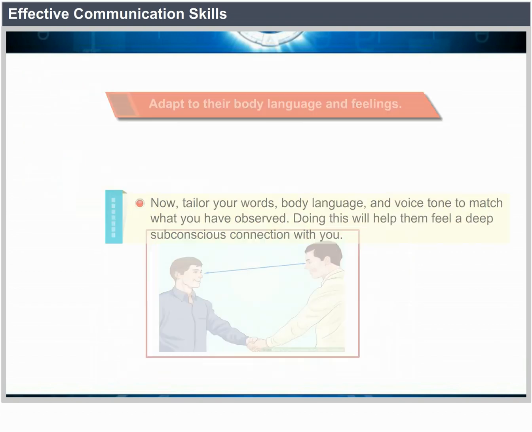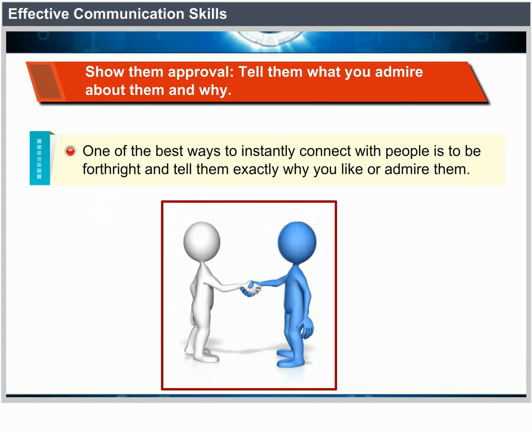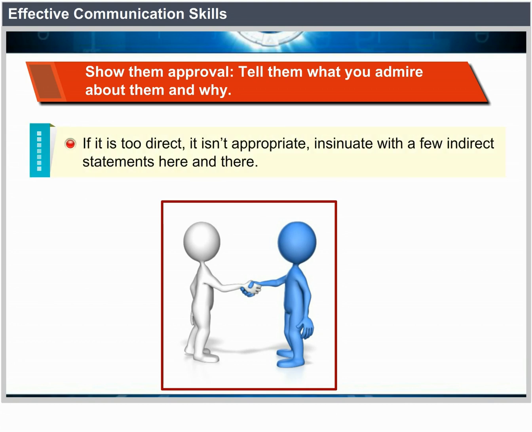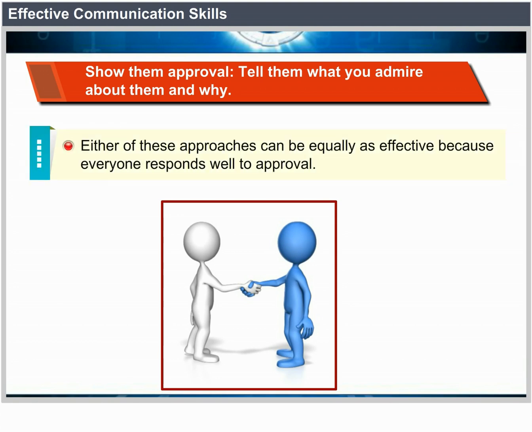Show them approval. Tell them what you admire about them and why. One of the best ways to instantly connect with people is to be forthright and tell them exactly why you like or admire them. If being too direct isn't appropriate, insinuate with a few indirect statements here and there. Either approach can be equally as effective because everyone responds well to approval.